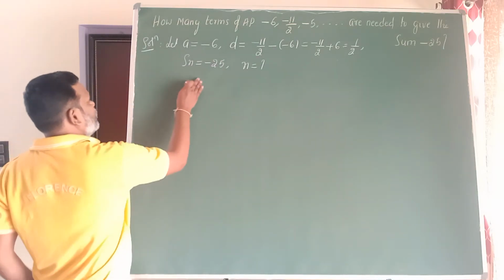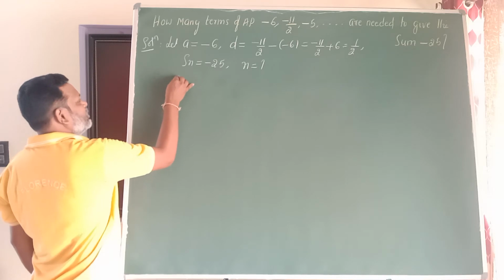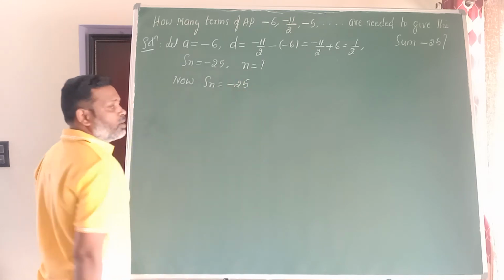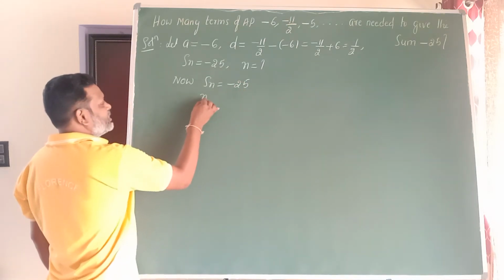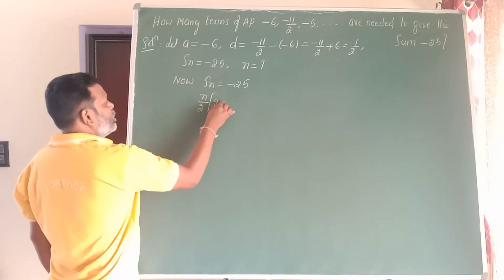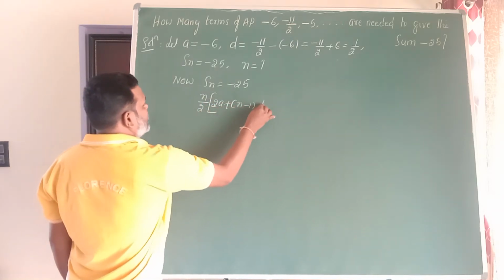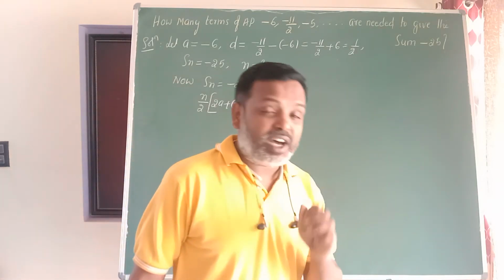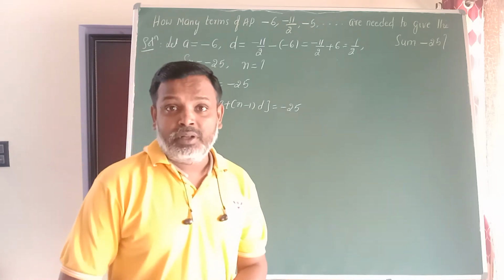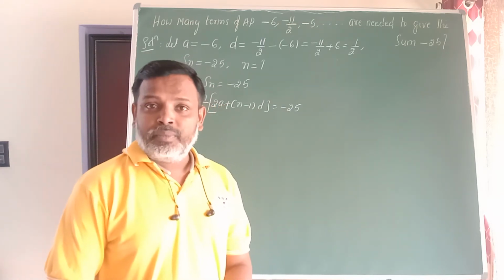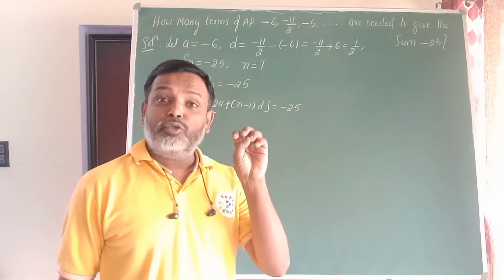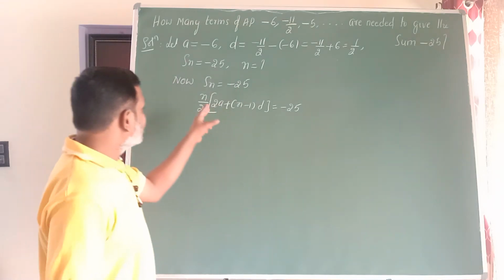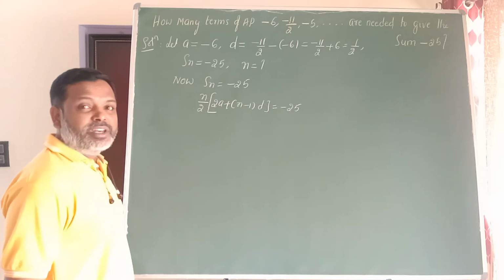Okay, now we have the formula. Sn is equal to minus 25. We have the Sn formula: Sn is n by 2 into 2a plus n minus 1 into d, equal to minus 25. My dear student, the confusing thing is which formula we have to use in particular problems. When they use the words 10th term, 5th term, like that, we have to use Tn is equal to a plus n minus 1 into d. If they use the concept of sum, we have to use this formula n by 2 into 2a plus n minus 1 into d.